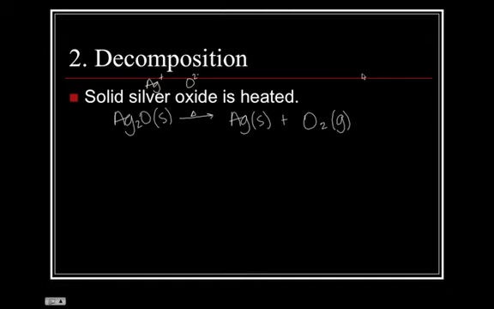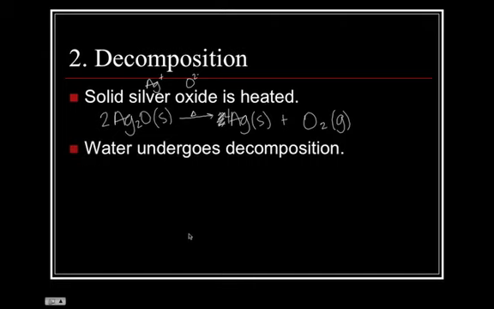So now we have to balance it. And let's see, we got 2 silvers, we got 1 silver, so let's plop a 2 here. And we got 1 oxygen, we got 2 oxygen. So actually we need to put a 2 over here, which means we need to change this 2 to a 4. That's why you always balance in pencil.